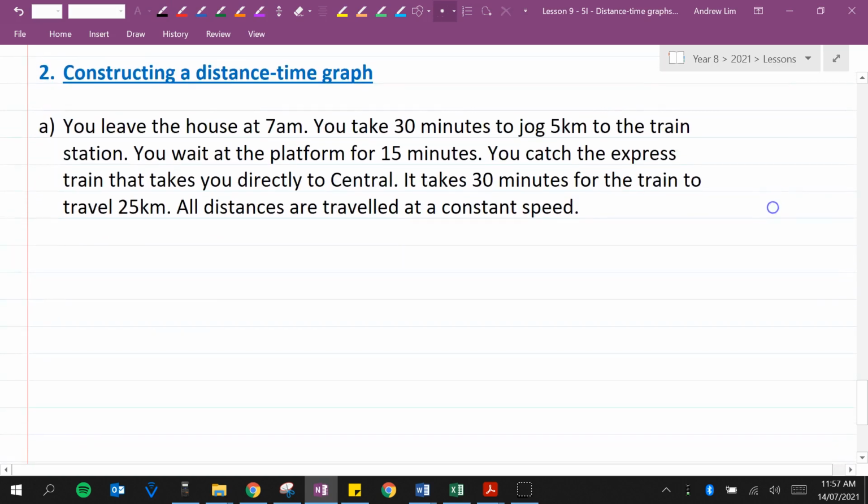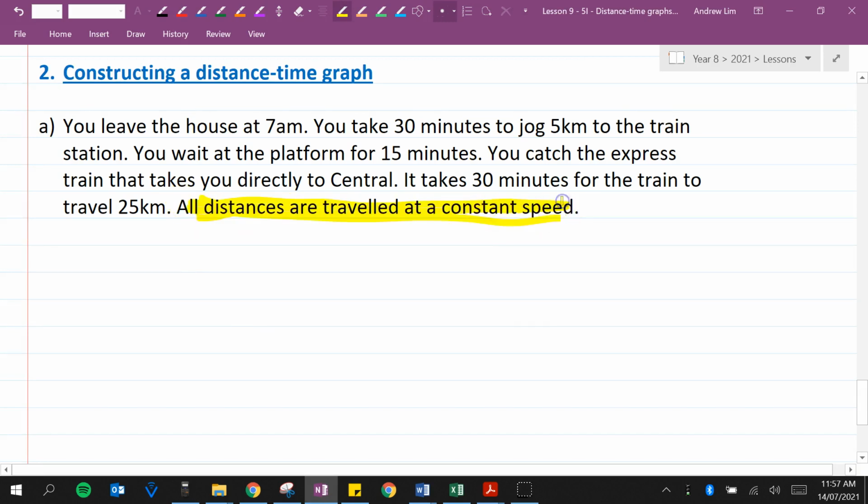Okay. Let's have a look at the last part of this lesson, which is constructing a distance time graph from the information provided. So here we've got, you leave the house at 7 a.m. You take 30 minutes to jog 5 kilometers to the train station. You wait at the platform for 15 minutes. You catch the express train, which takes you directly to Central, and it takes 30 minutes for the train to travel 25 kilometers. All distances are traveled at a constant speed. That tells us that all the lines are straight.